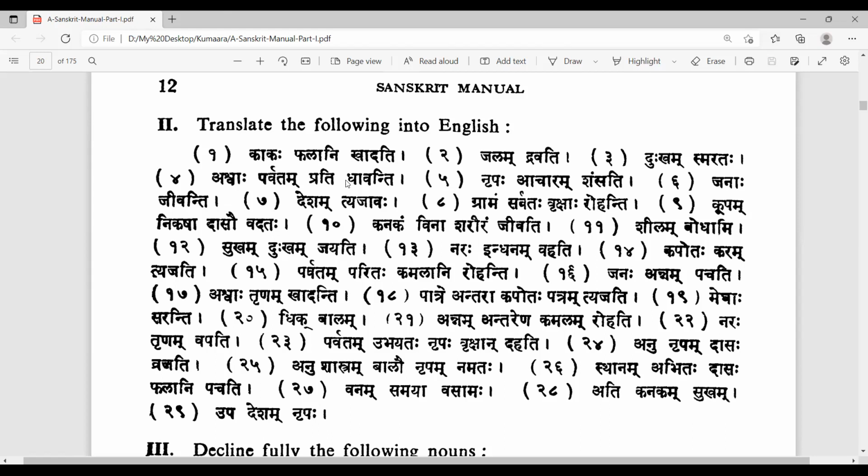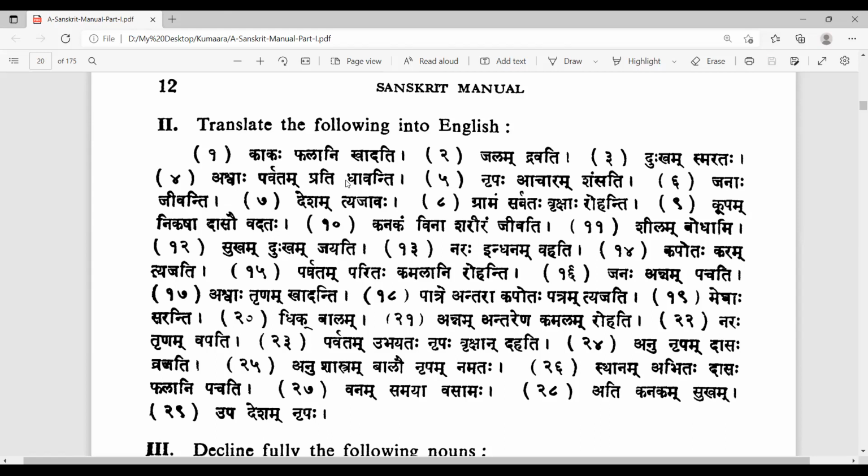Patram tyajati, patram is karma. Kam tyajati? Patram tyajati. Kutra tyajati? Patre antara. Patre is saptami vibhakti, in between, I thought. Antara we saw, it means between, inside. Between the vessels. So patre is... I think it is correct only, patram is karma.